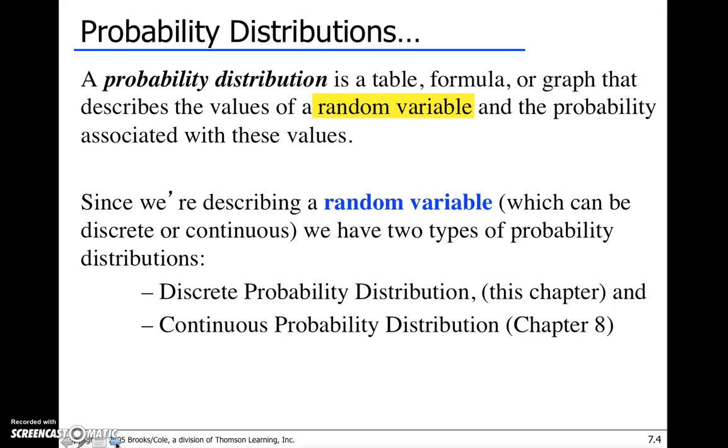Probability distributions. A probability distribution is a table, a formula, or a graph that describes the values of a random variable and the probability associated with these values. Since we are describing a random variable, which can be discrete or continuous, we have two types of probability distributions. Discrete probability distribution, this chapter, and continuous probability distribution is in chapter 8.